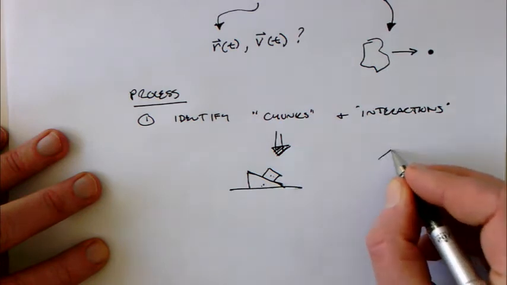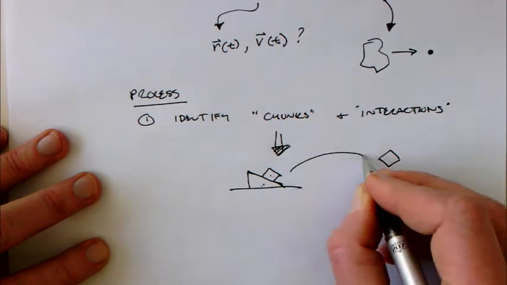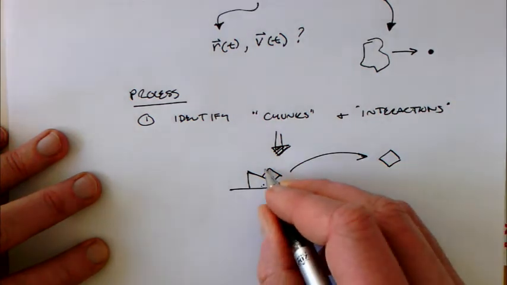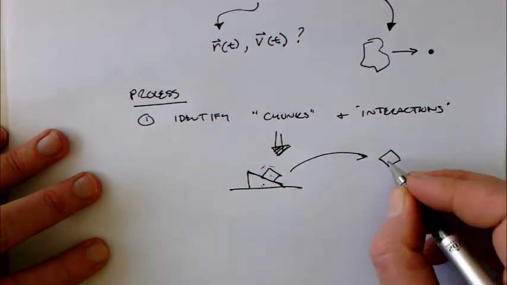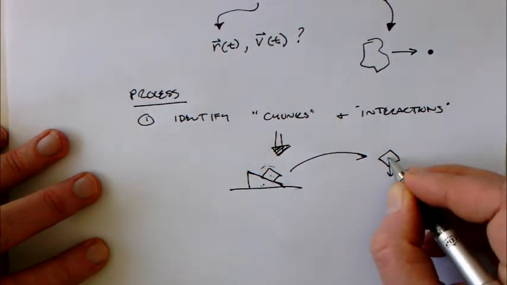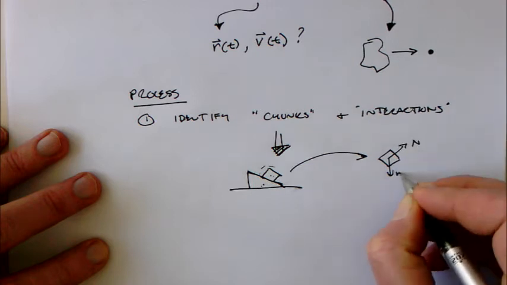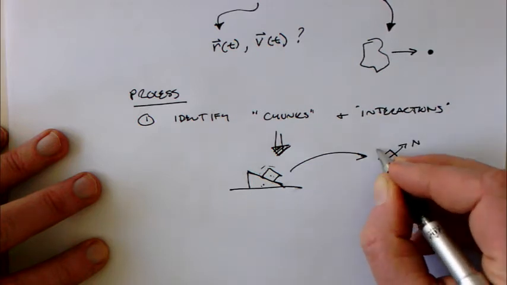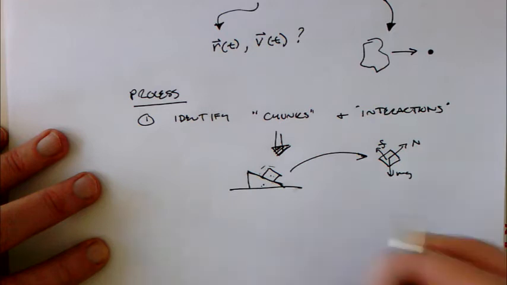One chunk is the block, right? And I say, okay, that's a chunk. I'm going to cut that out. Draw a free body diagram of that. So I've got gravity acting on that. I've got a normal force acting on that. Maybe there's a frictional force acting on that.